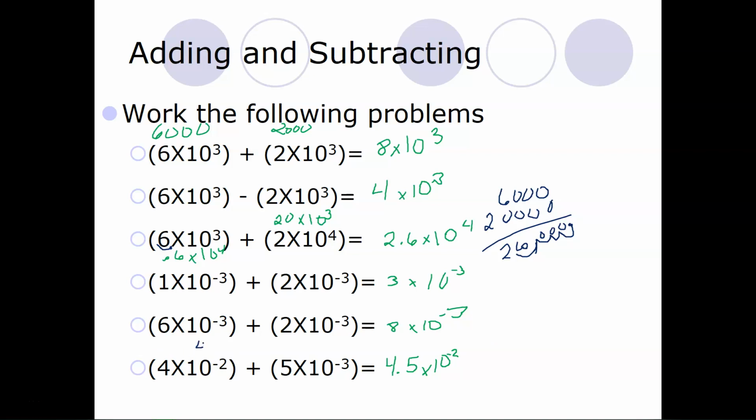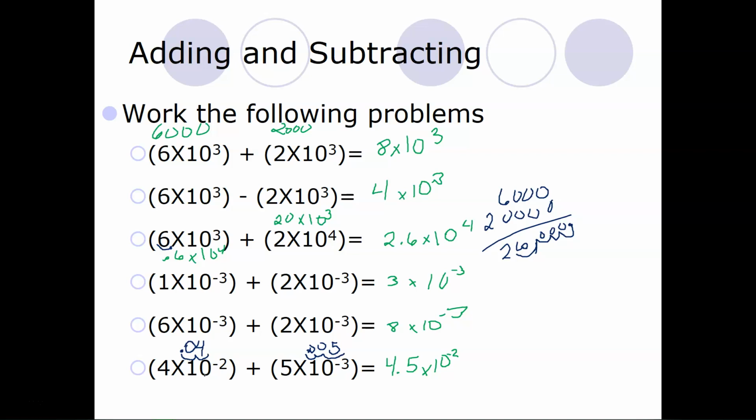So I have my 4. In order to get to that 4, I had to move my decimal place 1, 2. So I start off with 0.04. With this guy, I have my 5 and move that decimal 3 places. So I move it back out those 3 places and you get 0.005.